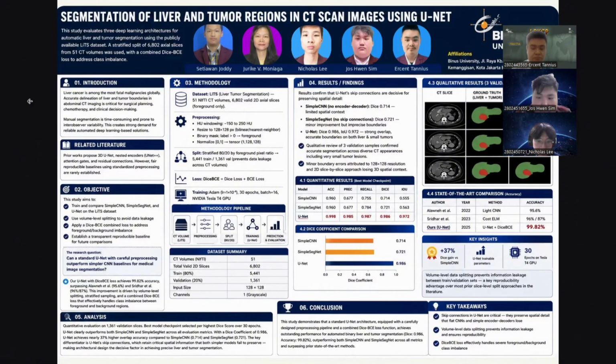So compared with previous studies, our proposed UNET achieved an accuracy of 99.92%, outperforming Light CNN with 95.6% accuracy and CoolELM with 96% accuracy. And the next is conclusion.